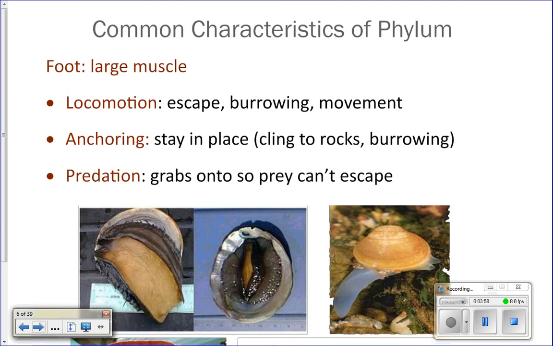Okay, so let's look at the different characteristics of the phylum. The foot is a large muscle that they use for locomotion. That's the main thing that it uses it for. To move, to escape from predators, to burrow into the sand.